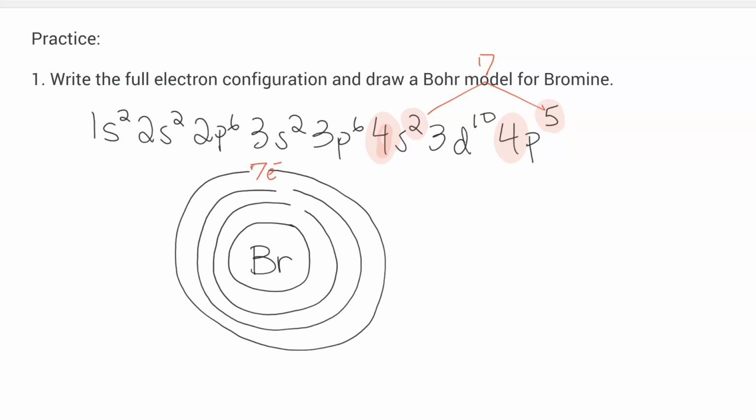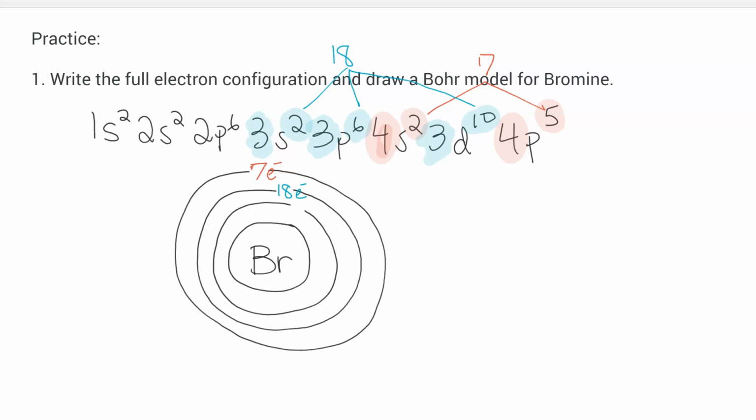Okay, let's go down to energy level number 3. Now I see that I have 3s, 3p, and 3d, so I need to add all these electrons together. I have 2 plus 6 plus 10, which gives me a total of 18 electrons in that third energy level. So instead of writing 18 dots, I'm just going to put the number 18 e minus.